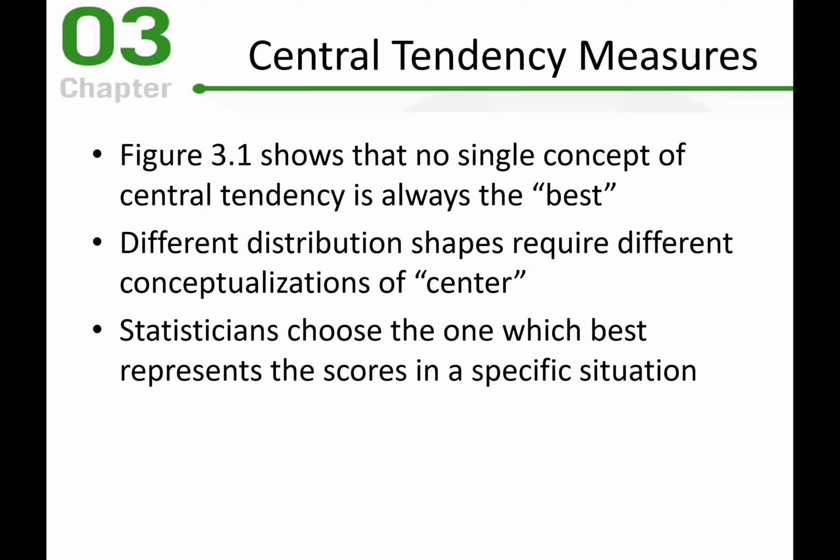So again, the central tendency measures. What I want to point out is there's no single concept of the best central tendency measure. In research science or social science, we use the best central tendency measure for the distribution that we're working with. Different distribution shapes are going to require different conceptualizations of the center, and we're just going to pick the one that works the best. It's not always the same one.